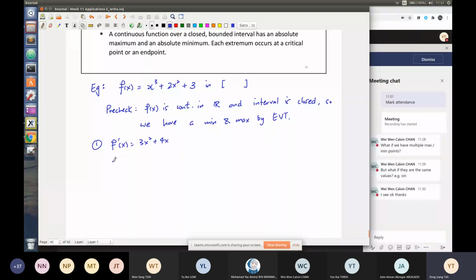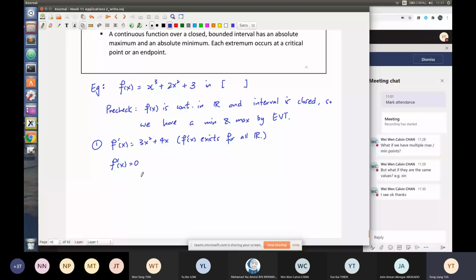Then I solve f prime x equal to 0, because I want to get the critical point. Because this can always exist, this is well defined in R. So f prime exists for all R, so you cannot have "does not exist". We just check f prime equals 0.